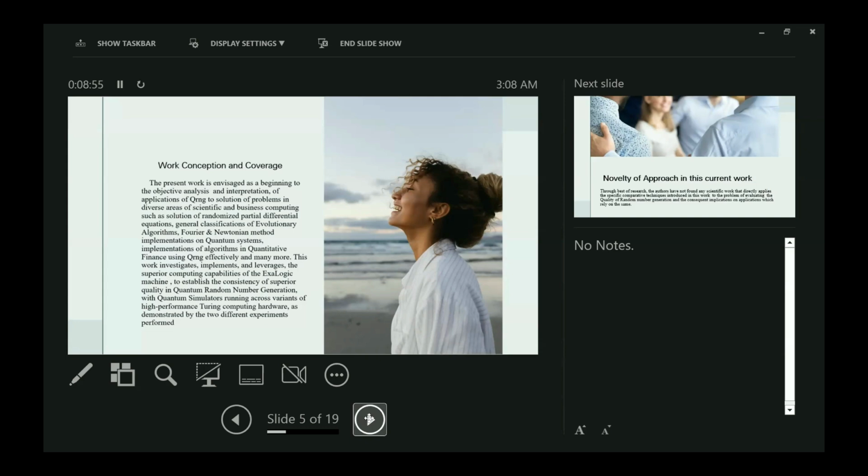So this work leverages the superior computing capabilities of the Exalogic machine, as I will show in the apparatus setup, to assess the quality of random number generation with the quantum simulators running across variants of Turing computing hardware, as demonstrated by the two different experiments performed.